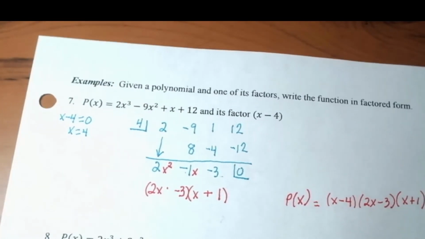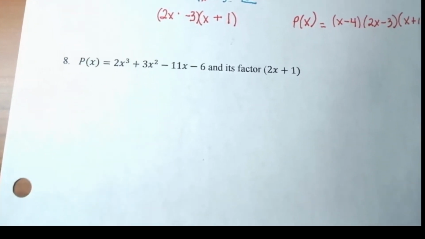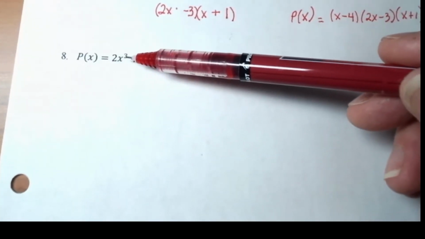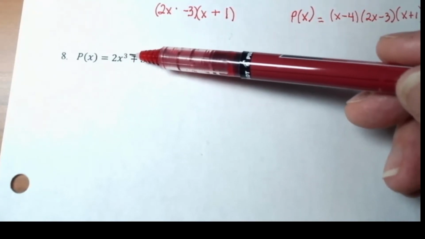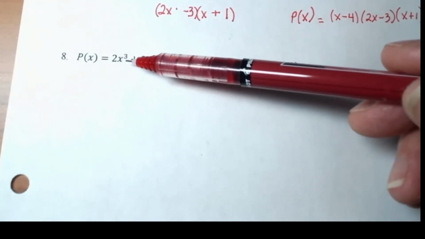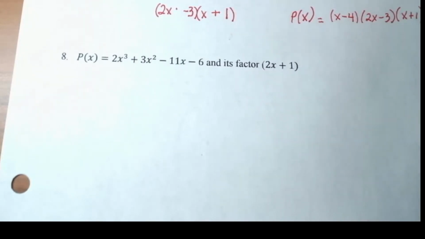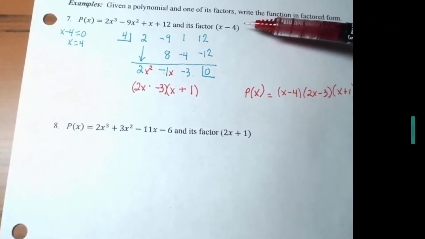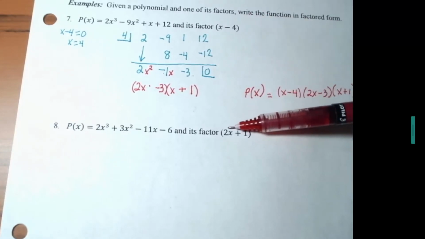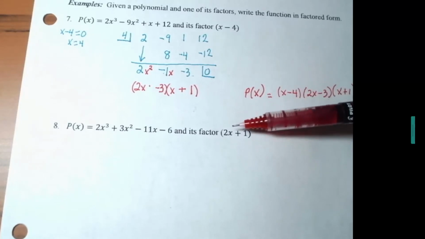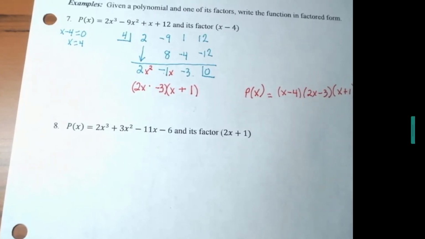Okay, let's take a look at number 8. Once again you have a cubic polynomial, degree 3, and this time the factor is 2x plus 1. Notice that this factor does not look like x minus a number or x plus a number with a 1x. This one's got a 2x. So that means we're kind of stuck. We have to do long division, so we're going to do the long division now.